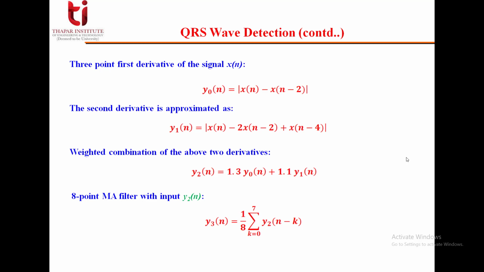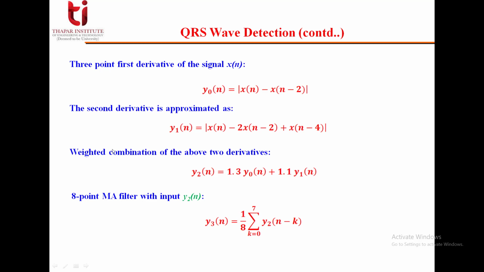Now the next step is we calculate the second derivative, which is approximated as you can see in the equation for y1[n]. This is again the magnitude of x[n] minus 2x[n-1] plus x[n-2]. Basically we have taken the second derivative with respect to n.